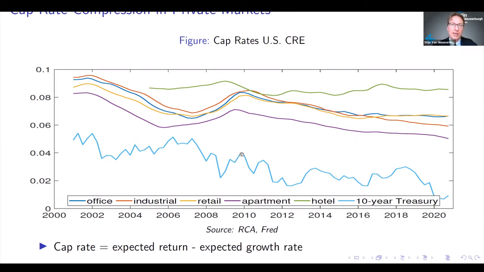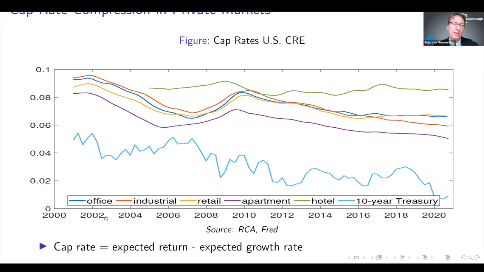At the same time, we see that interest rates have also been declining. I'm also plotting in blue here the 10-year US Treasury, which has also seen a secular decline. So it's not a surprise that a lot of people have equated the decline in interest rates to the rise in valuations in commercial real estate.